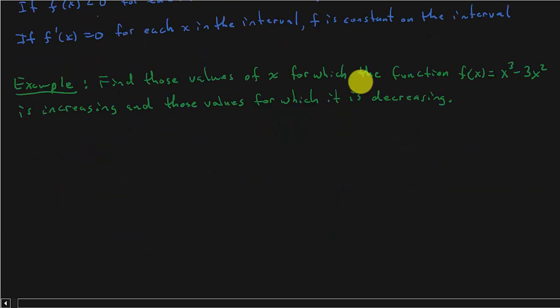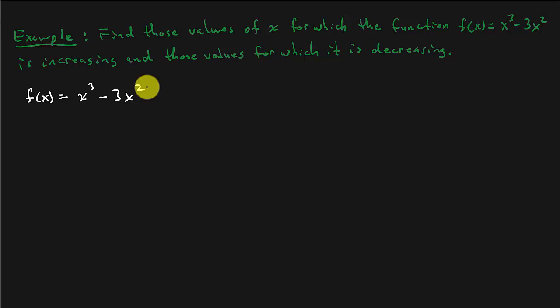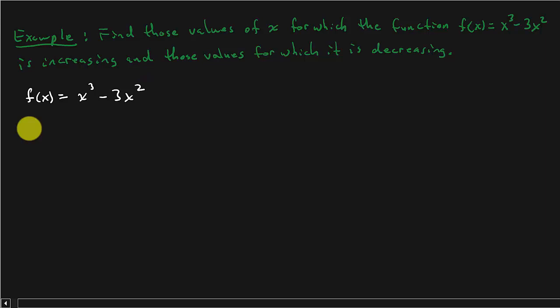All right. So it says find those values of x for which the function f of x equals x cubed minus 3x squared is increasing, and those values for which it is decreasing. All right, that's all we're finding in this example, increasing and decreasing. So the first thing we need to do is take the derivative. We're going to find the critical numbers. So that's 3x squared minus 6x.